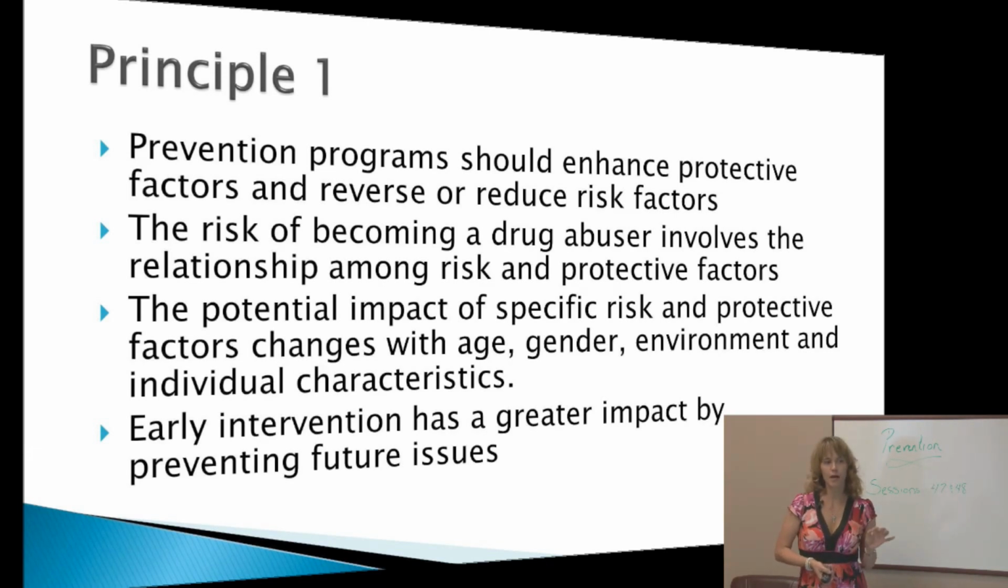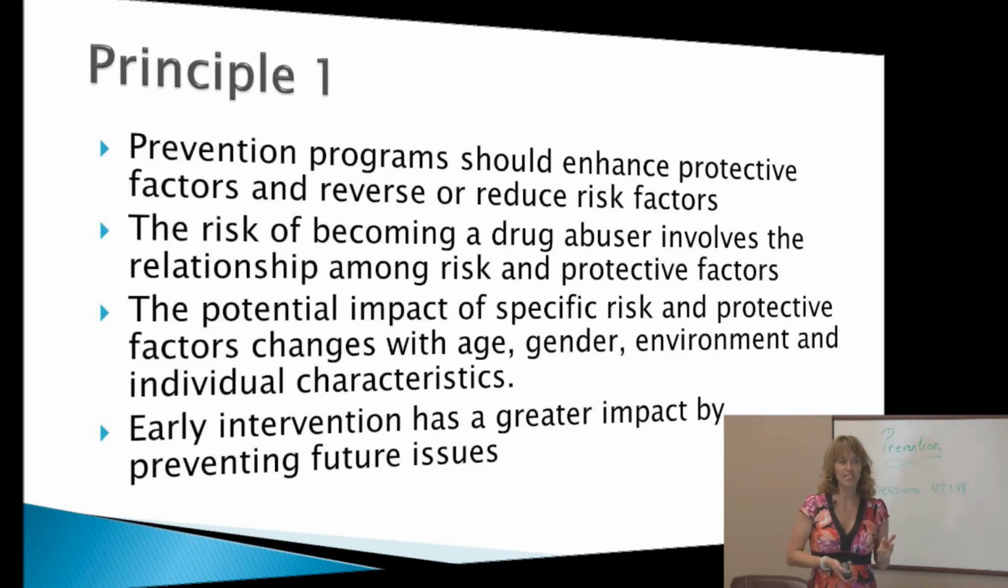The risk of becoming a drug abuser involves the relationship among risk and protective factors. Most people that we work with are going to have some risk factors and some protective factors. Most people that exist will also have some risk and protective factors, but not all of them become addicts. Not all of them become criminals. Not all of them become clinically depressed. So the question is, what is the relationship? When we do a regression analysis, are there any factors that really jump out?